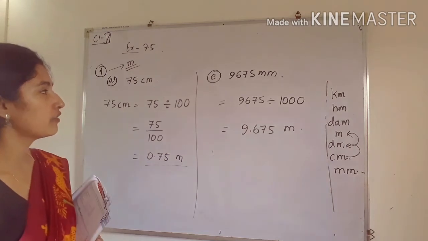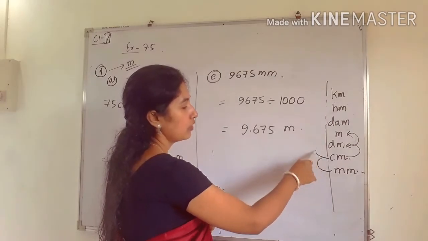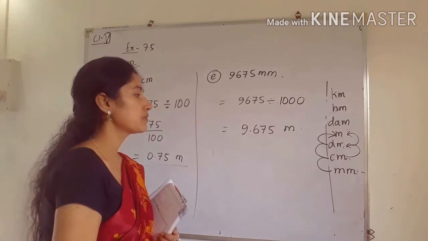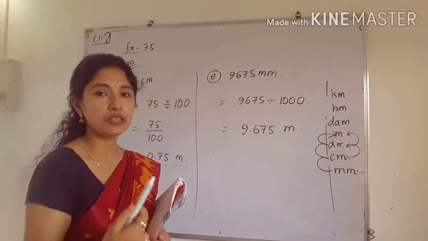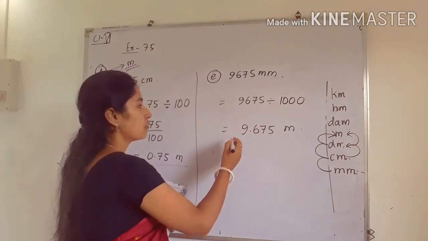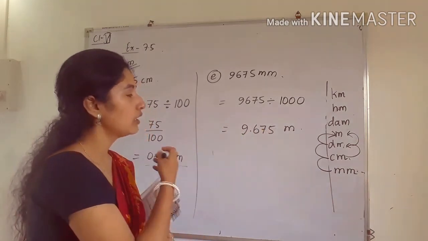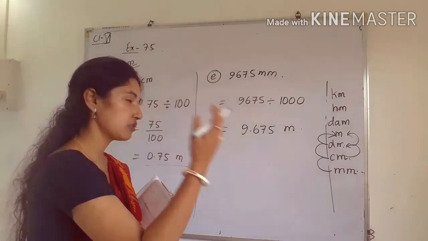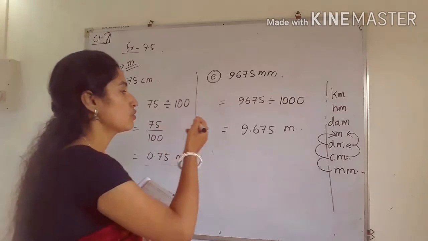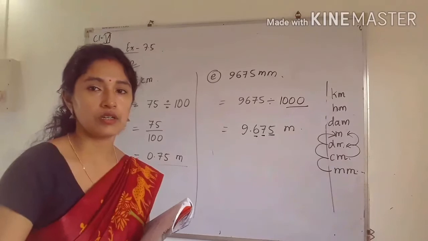Next is 9675 millimeter. So it's in millimeters. So that means you have to go from this. So 1, 2, 3. So we are going 3 steps. Okay. So 3 steps upward. That means we have to divide, and divide by 1000 because there are 3 tens. So after dividing by 1000, we will get what? Decimal places should be shifted to the what? To the left side. So you have to start from extreme right, and you have to go to the left. So how many places you have to go? 1, 2, 3, because zeros are how many? Yes, 3 zeros are there.